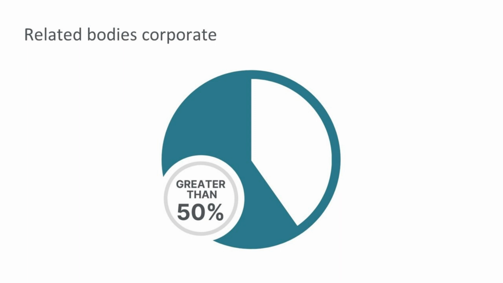Corporations are related if any of the following apply. One corporation controls the board composition of another corporation. One corporation can control more than 50% of votes in a general meeting of another corporation. One corporation holds more than 50% of the share capital of another corporation.